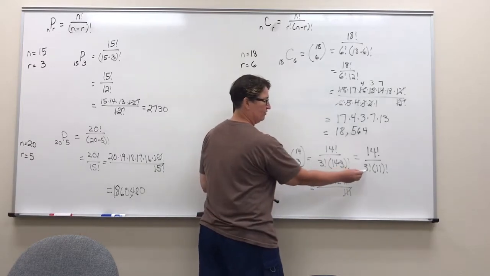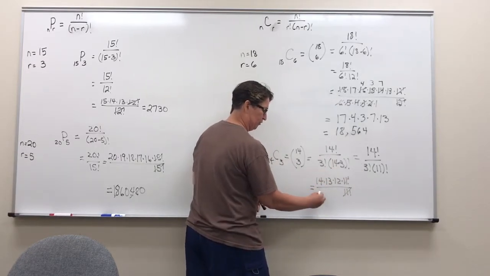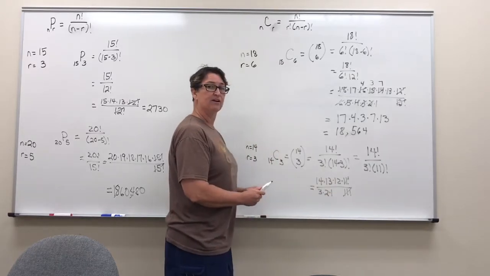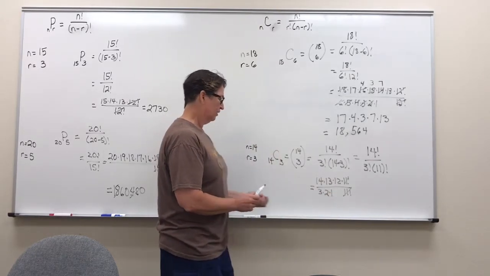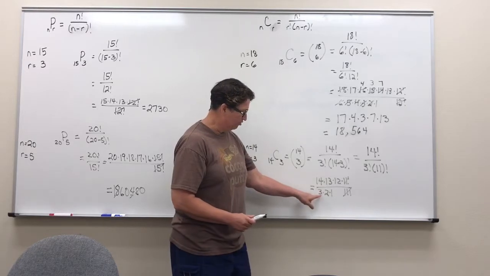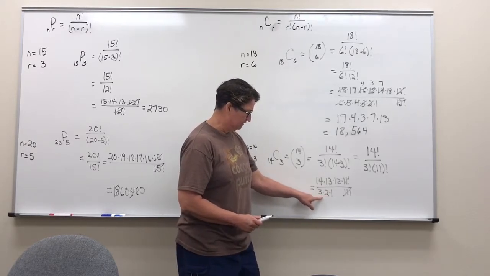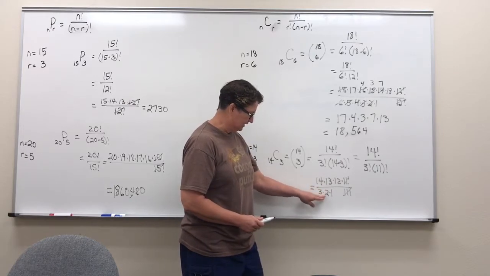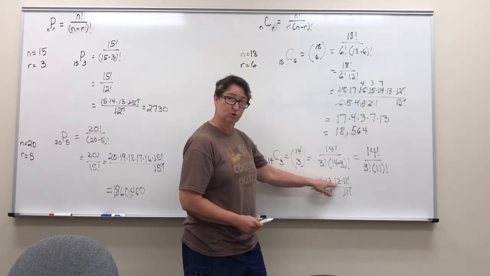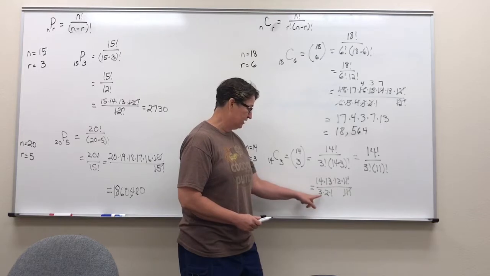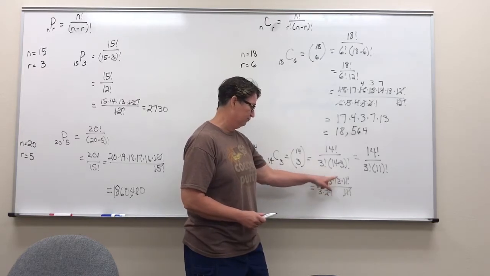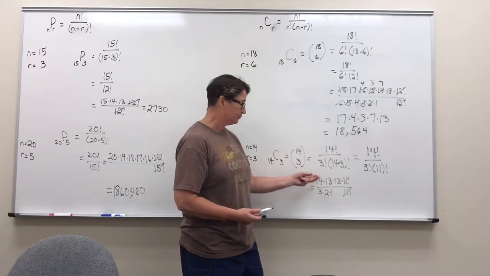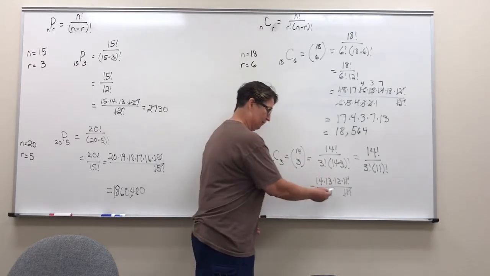I still have this 3 factorial on the bottom, so I'm going to rewrite that as 3 times 2 times 1, because that's what that factorial means. Now in here, I have 3 times 2, which you notice is equal to 6. So I could take that 6 and divide it into 12. Or you could just take 3 and divide it into 12 and get 4, and 2 and divide it into 14 and get 7. Either way, I'm going to do it this way.